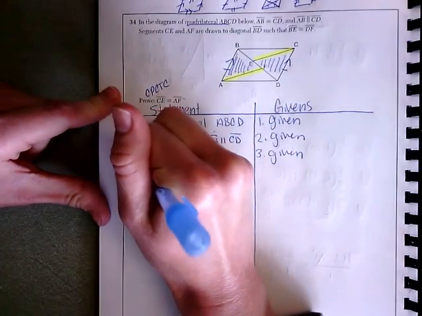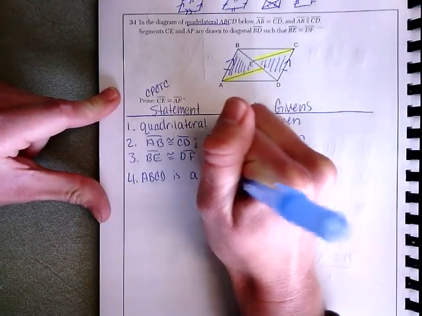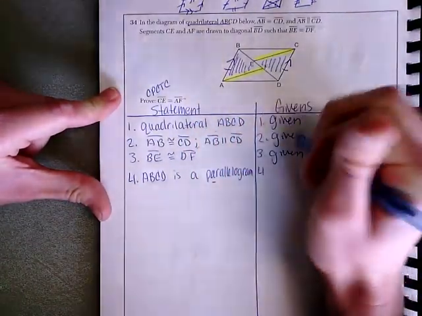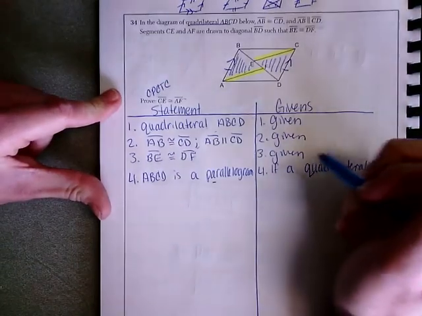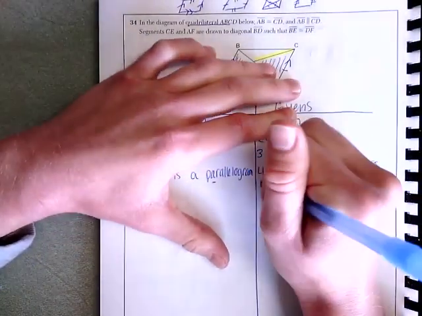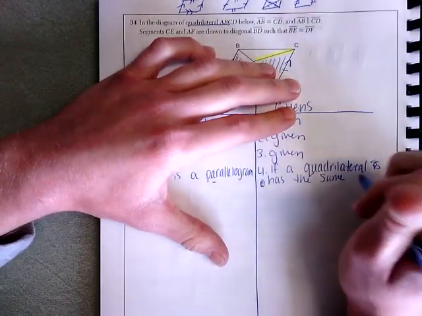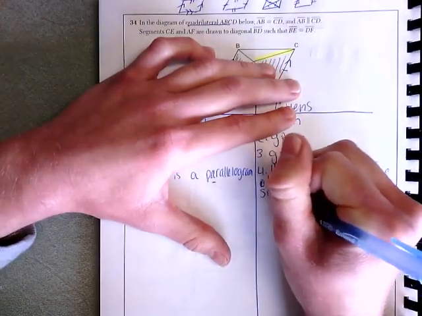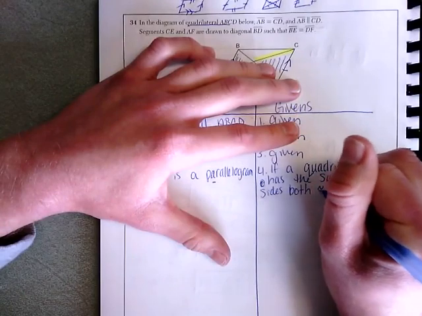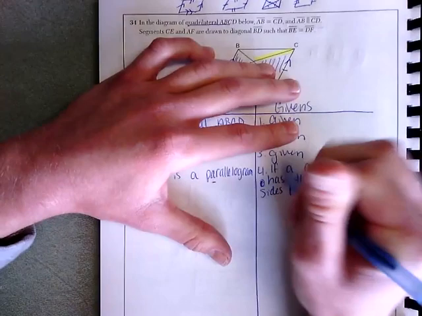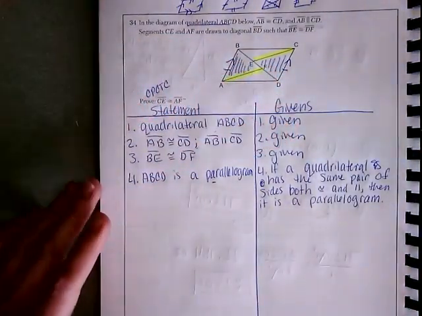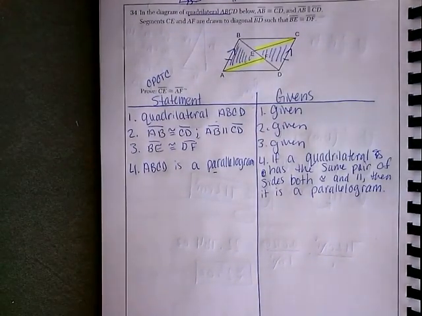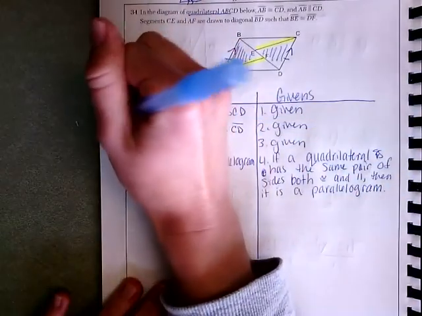However, before we go any further, we need to say that that's a parallelogram. Okay, so ABCD is a parallelogram. And our reasoning is if a quadrilateral has the same pair of sides both congruent and parallel, then it is a parallelogram. Okay? So now that we've said it's a parallelogram, we can use the properties of a parallelogram to help us with our proof. Okay, so we've taken care of those two givens.